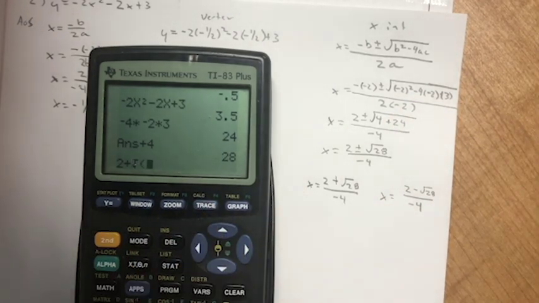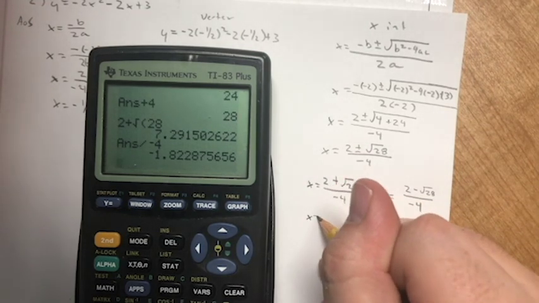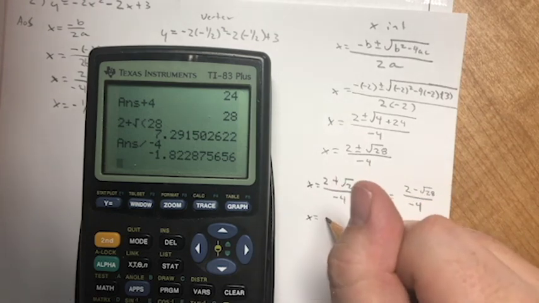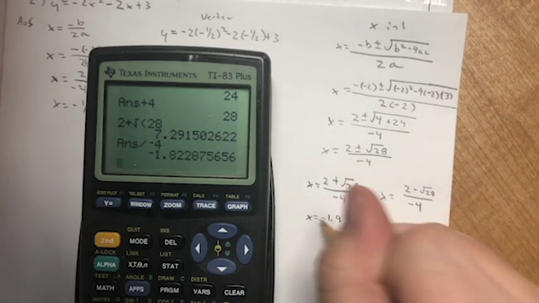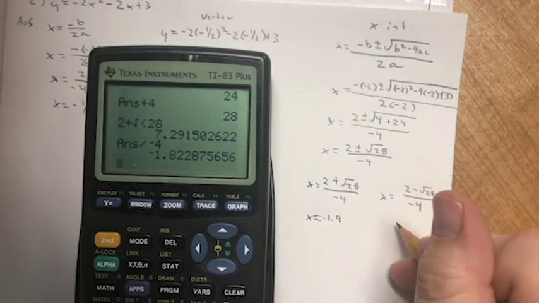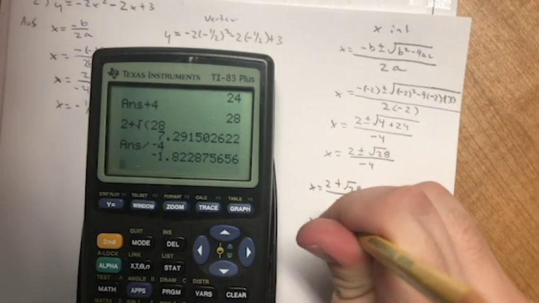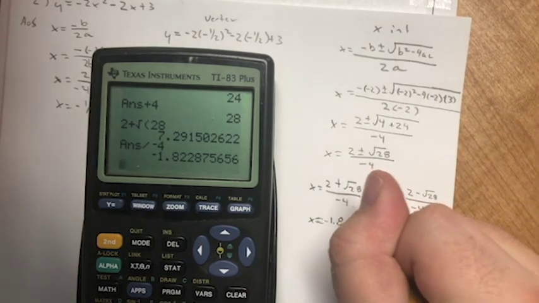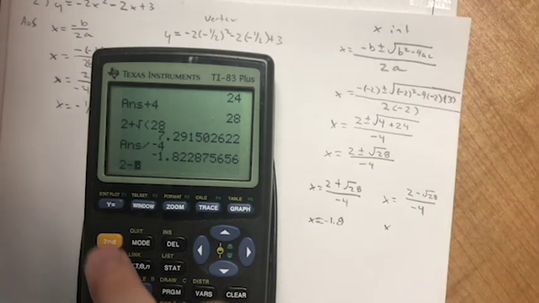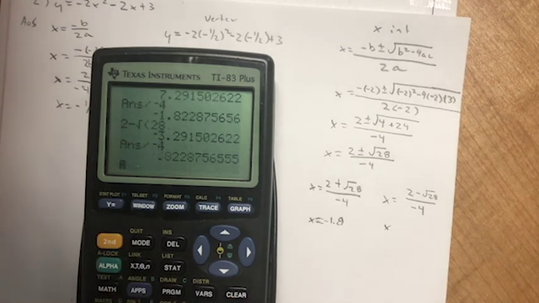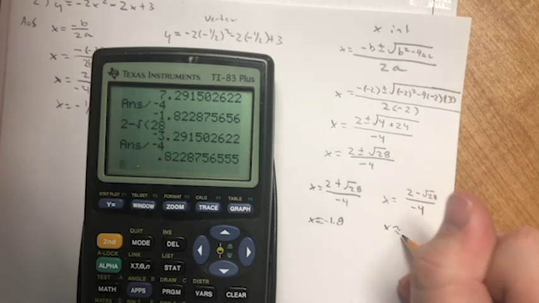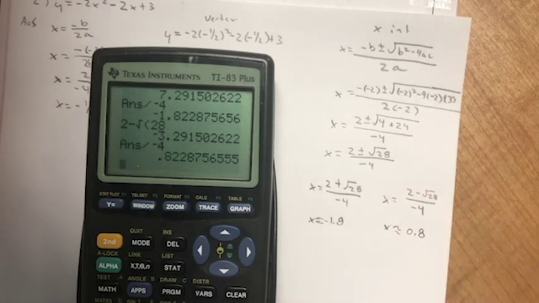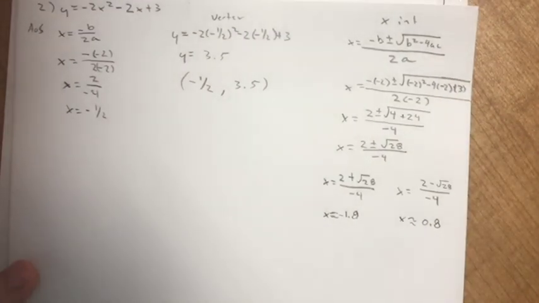2 plus the square root of 28 divided by negative 4 gives me that my x-intercept here is approximately, we're going to say, negative 1.9. And we're just going to round a little bit. Actually, 1.8 is better. So it's about negative 1.8. And this one, 2 minus the square root of 28 divided by negative 4, would be about 0.8. Okay, cool.